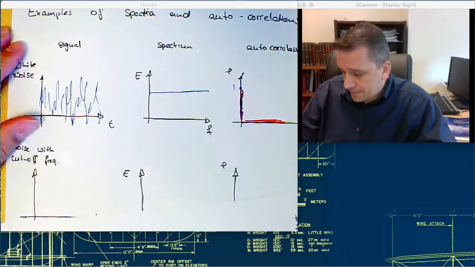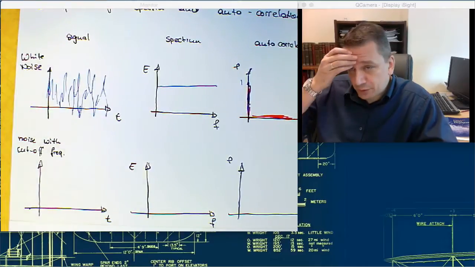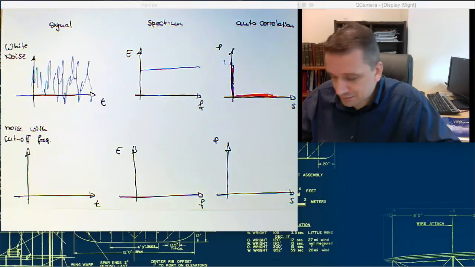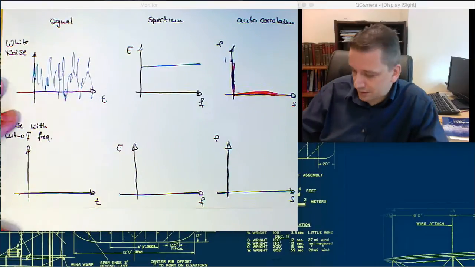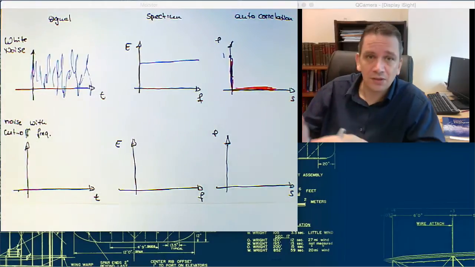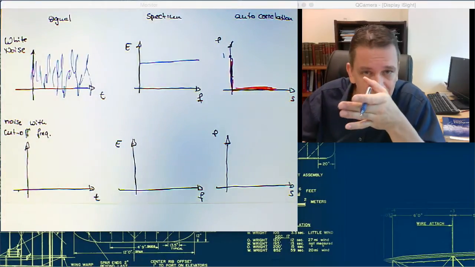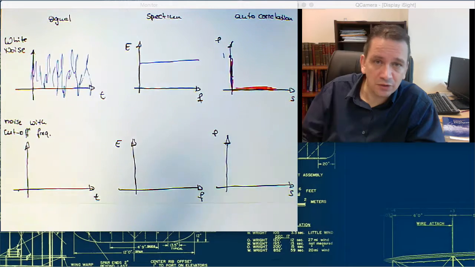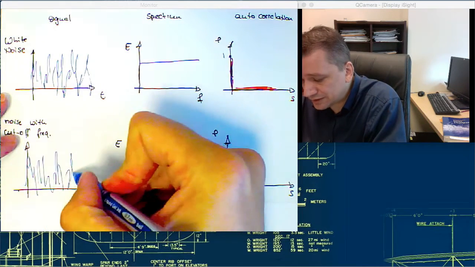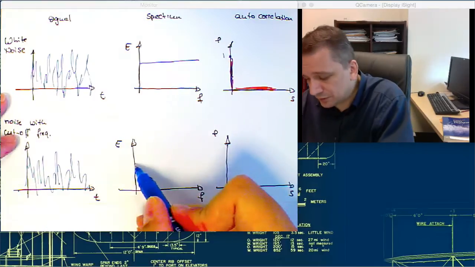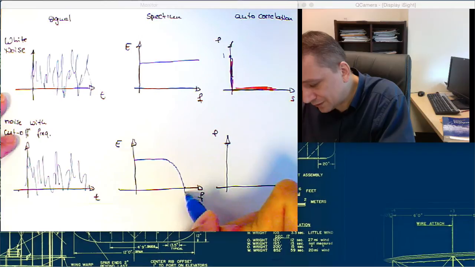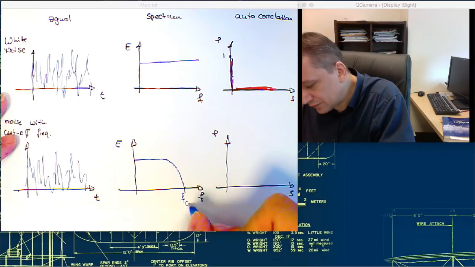Alright, the next one is noise with a cutoff frequency. That's sometimes used by electrical engineers if they want to test a system. It's sort of a white noise where you have a lot of frequencies, but at a certain frequency you filter out all of the high frequencies. You would not see much of a difference if you just look at the signal itself. But in the energy spectrum, it's going to be 1 over here, but then there's a cutoff frequency, so somewhere over here it's cut off.